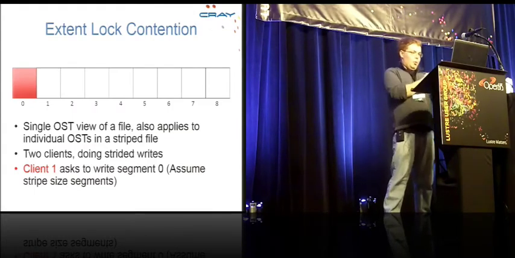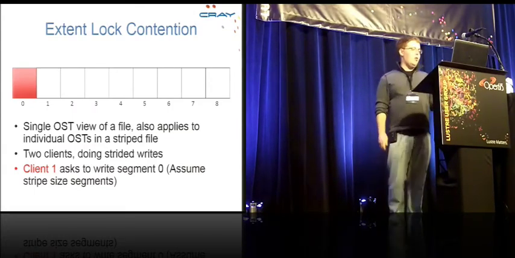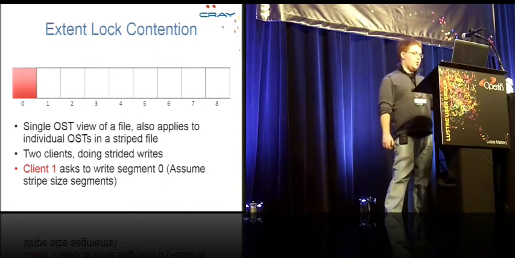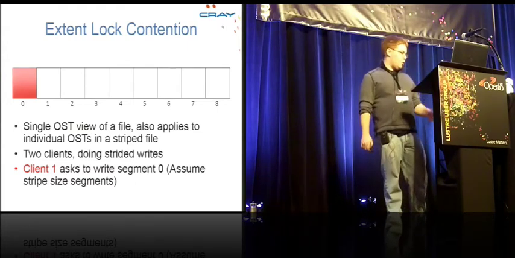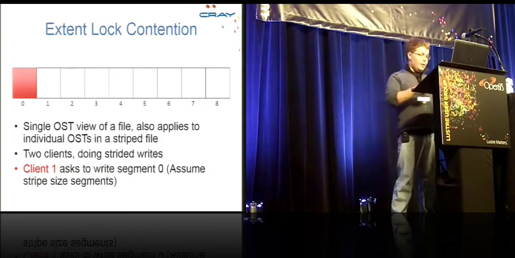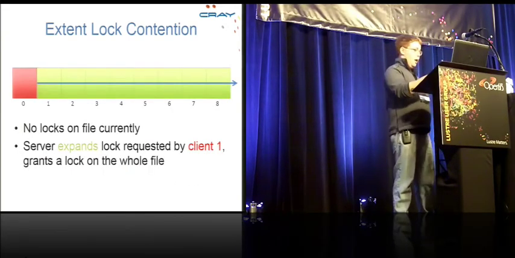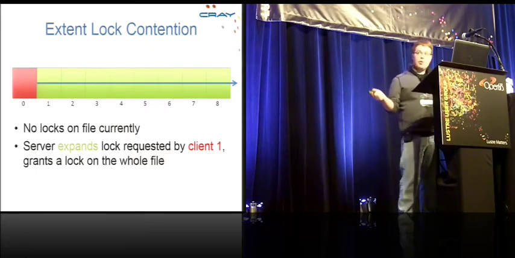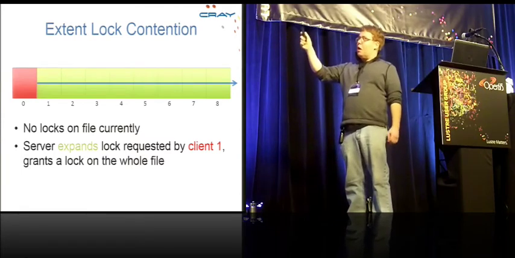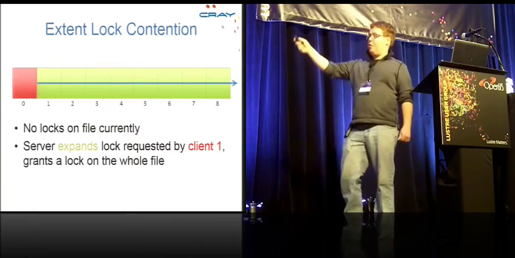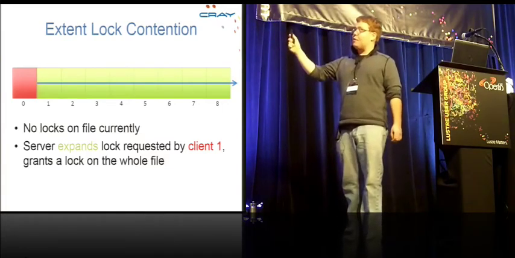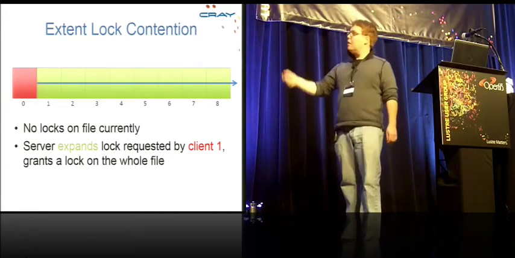So now we're gonna explain why. So this is a single OST view of a file, which you can also scale up to think of as the view of an individual OST in a striped file. We're going to talk about two clients doing strided writes. So client 1 asks to write segment 0. So this is what the server does when it gets that request. It says there are no locks on the file. It says, oh, hey, I bet I know what you're going to do. You're going to come back and want to write another part of the file later. So the server expands the lock, and because there are no other locks on this file at this time, it grants a lock on the whole file.